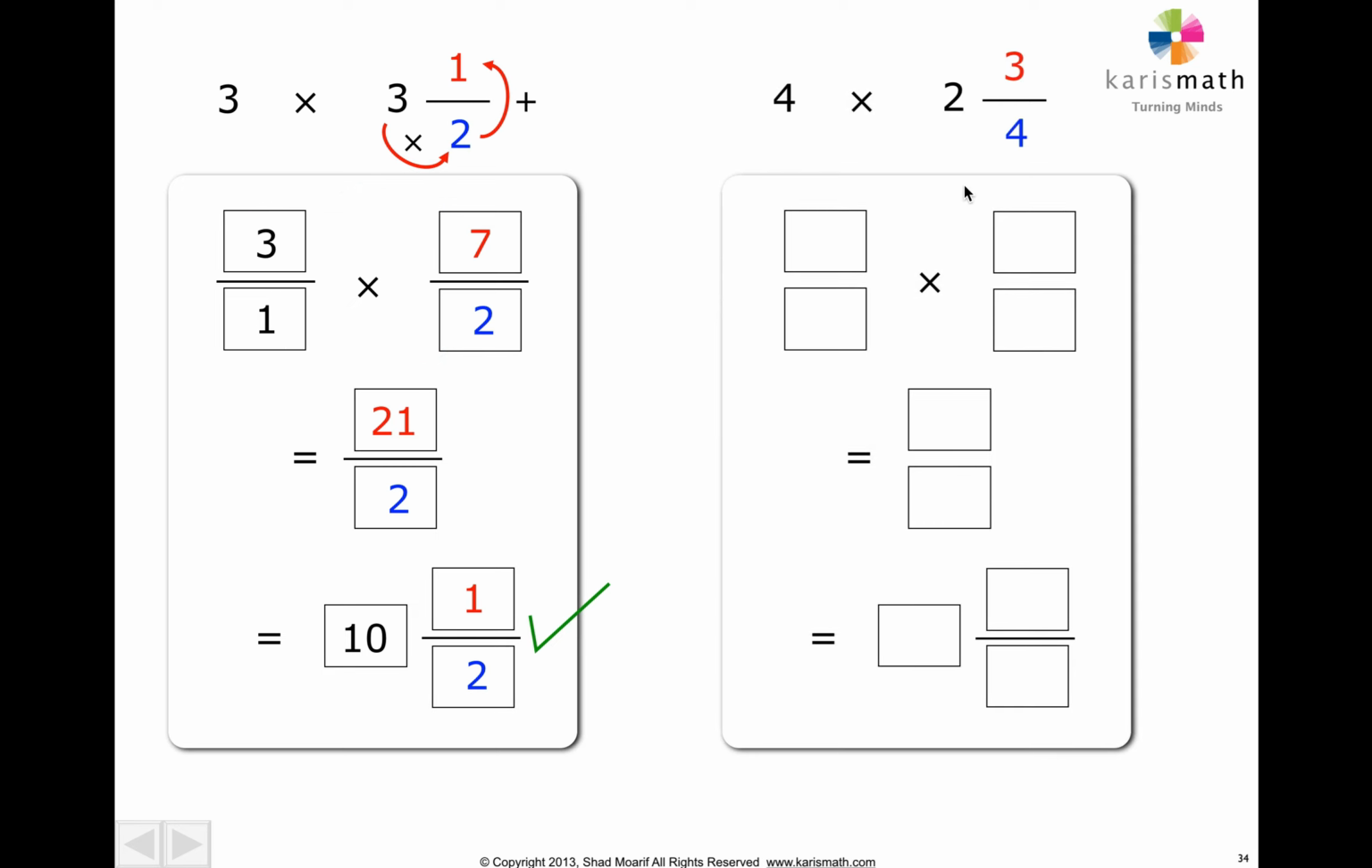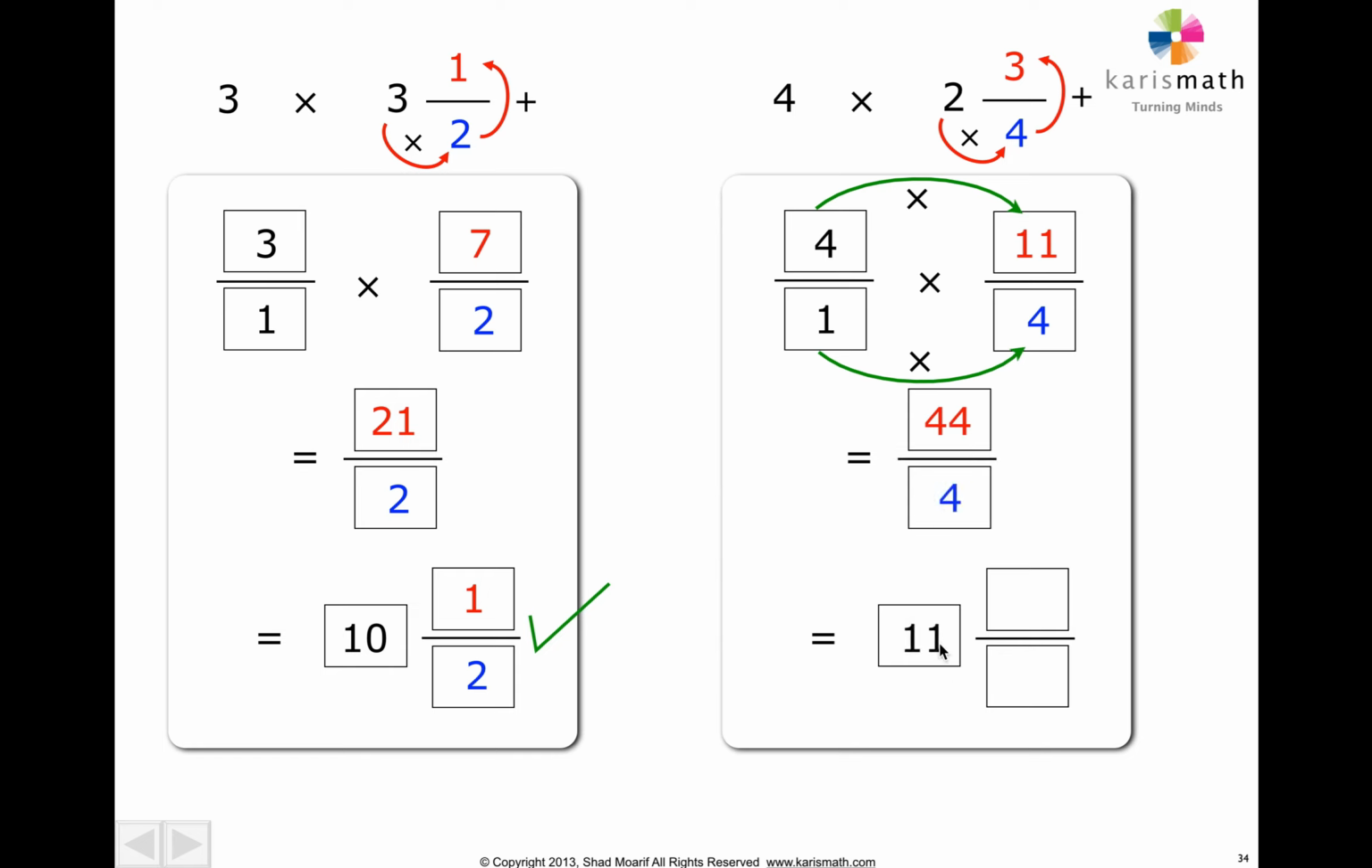4 times 2 3/4. What do we write here? 4 over 1. Very good. And this we write in quarters. That is 4 times 2, and that's good. 11, very good. 11 quarters. Now what do we do? Yes, multiply the numbers across, which is 44. Multiply the numbers below, that's 4. And the answer is 11.